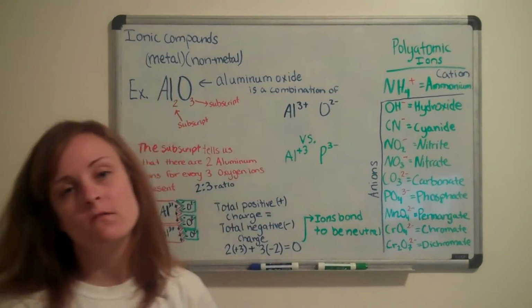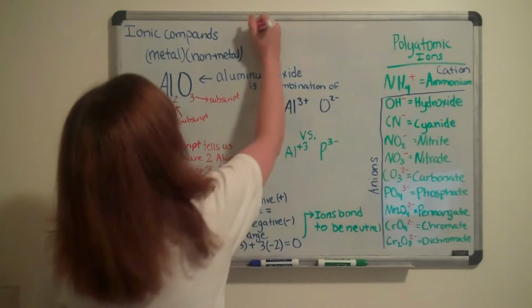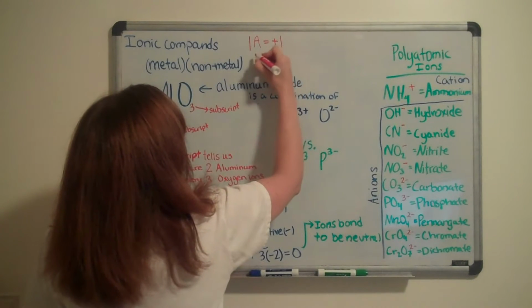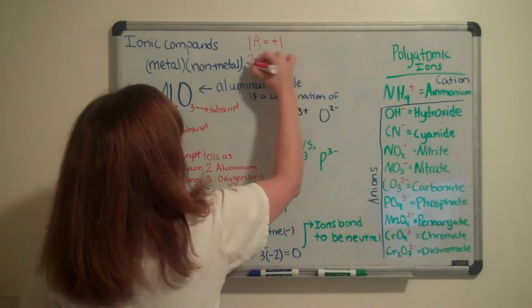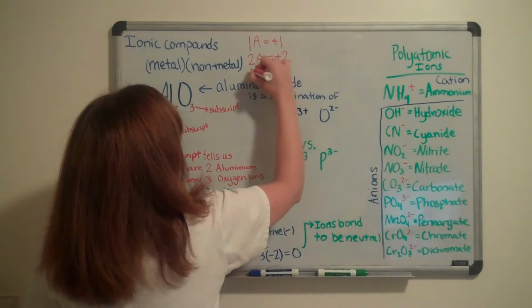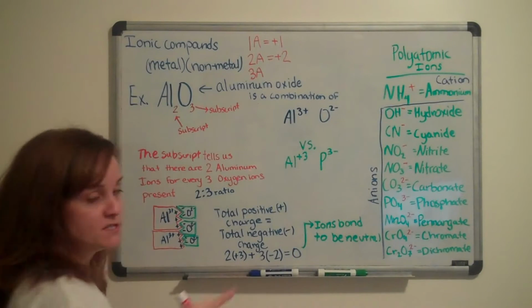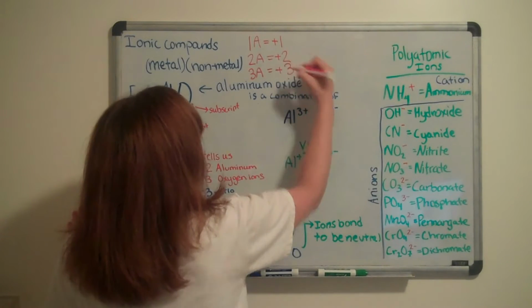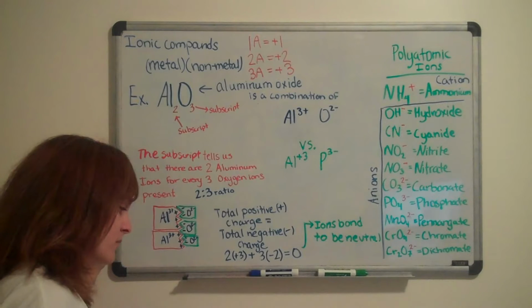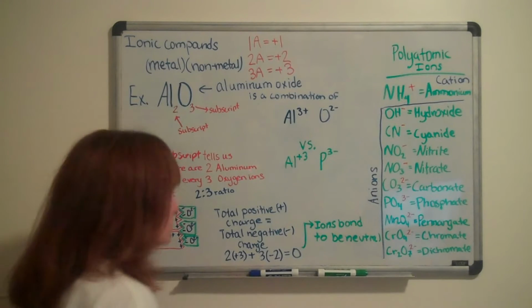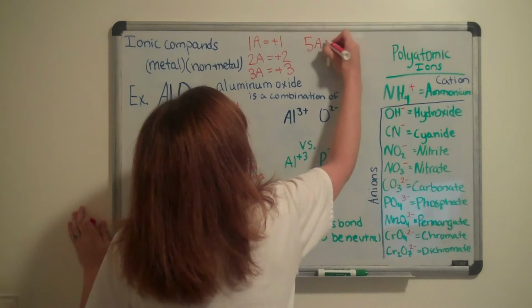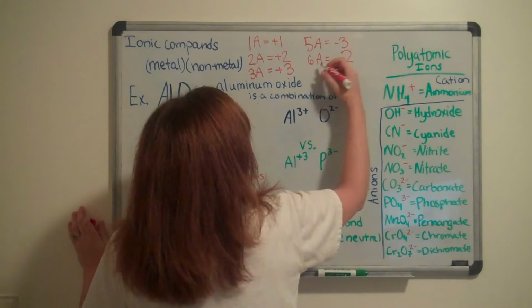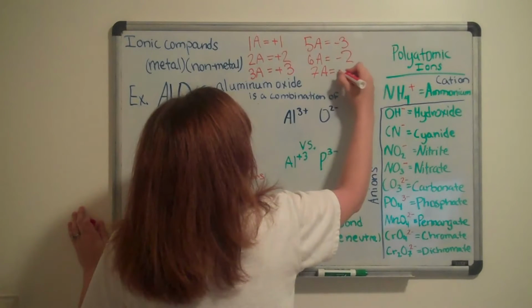On the top of the first column, which is labeled 1A, I want you to write +1. On the top of the second group, which is labeled 2A, write +2. And 3A, where you skip all the transition metals and go over to the column that has boron, write +3. Now we're going to skip 4A and go to 5A. Write -3 over that group. 6A, write -2. And for 7A, write -1.